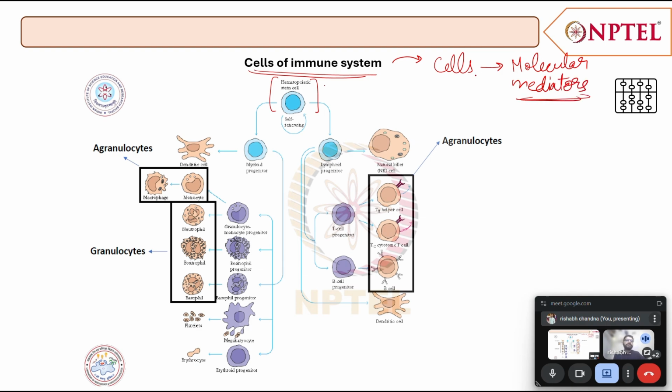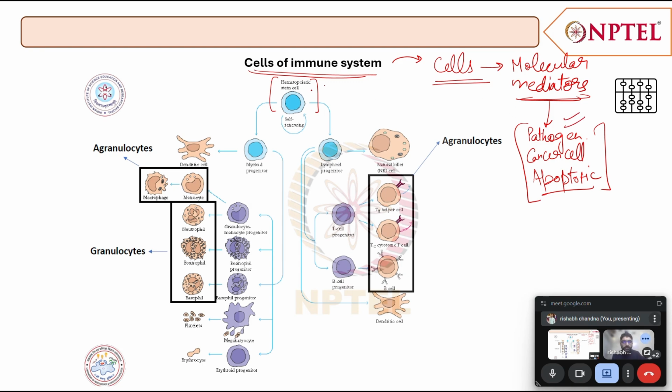Okay, so these cells actually produce the molecular mediators that act upon the final target, that is the pathogen that is causing the disease, or any cancer cell, or any apoptotic cell. So these are the final targets, and the cells produce certain molecular mediators that act upon these particular targets.